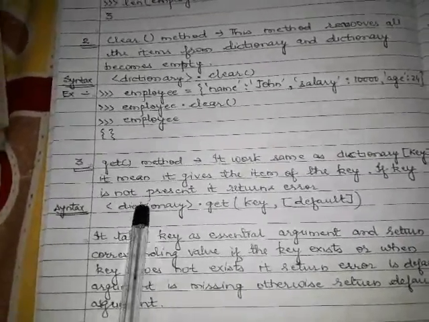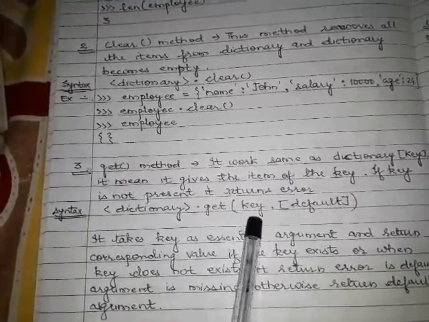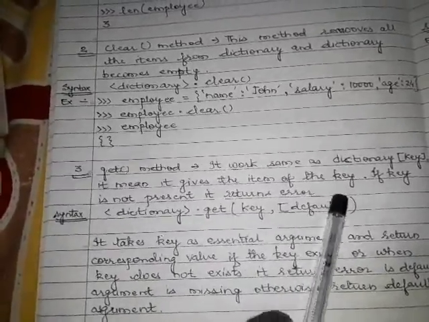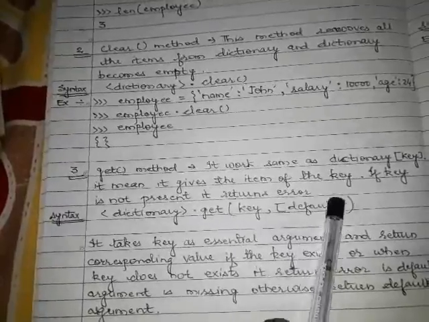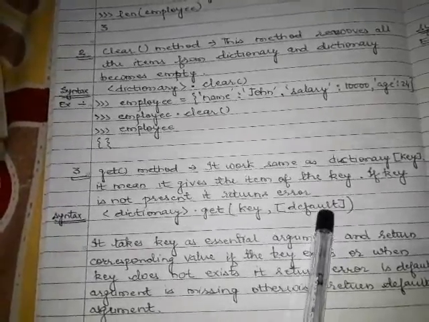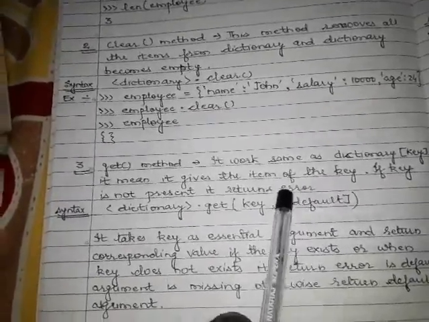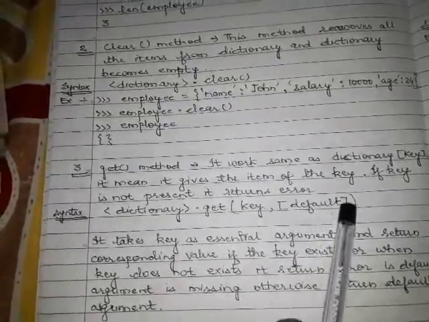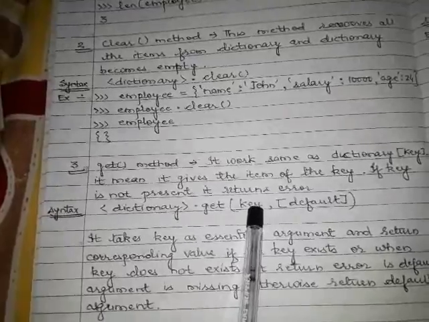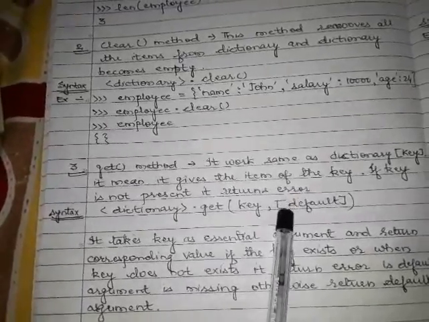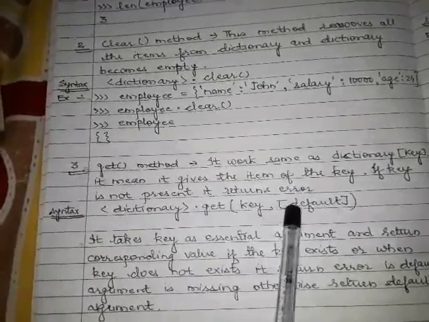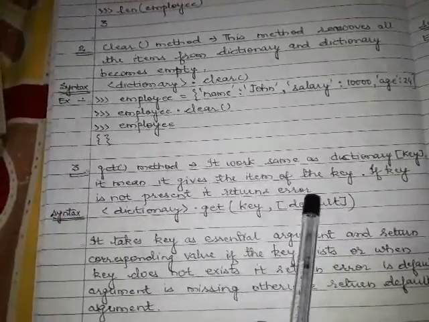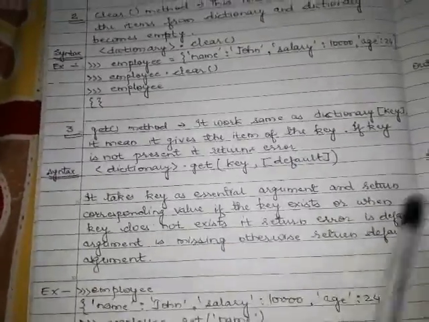Syntax is dictionary dot get key comma some default value. This default value is used when we do not want to display error by the Python and we want to display our error message when this key is not present. It means if you want to give some message, if the key is not present, you have to write some message. Okay, we will see it with the example.